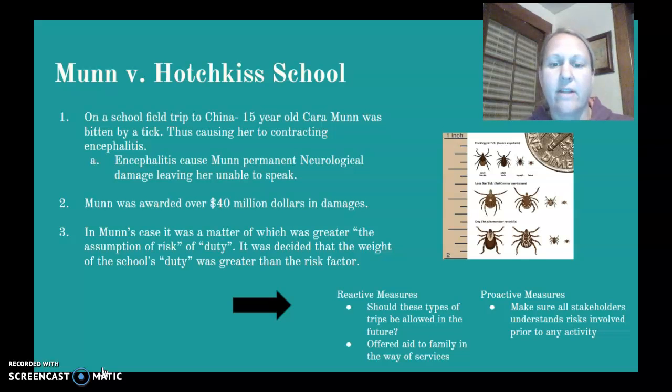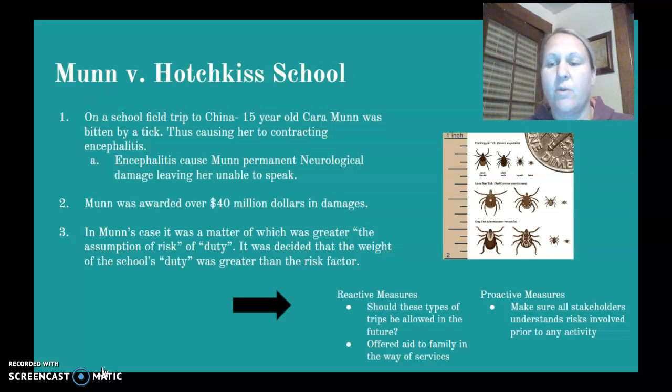As far as reactive measures, after this happened, any school district has to look at whether we should allow any more trips like this in the future. When we take students on a trip like this, can we really wholeheartedly, 100%, ensure their safety? And also, what kind of aid is our school offering this family in the way of services to make sure she gets the education she needs? Are we educating our staff to make sure she gets the education she needs? What kind of technology services are out there that we can offer?